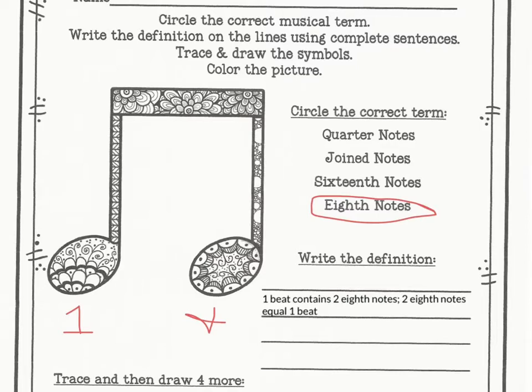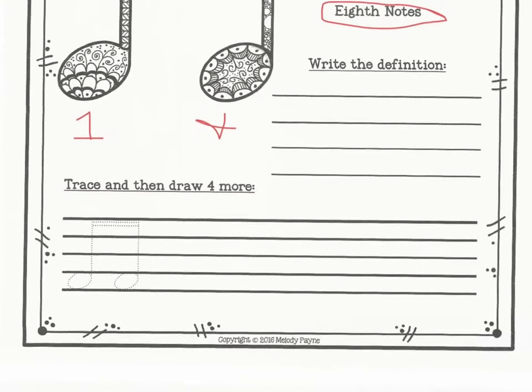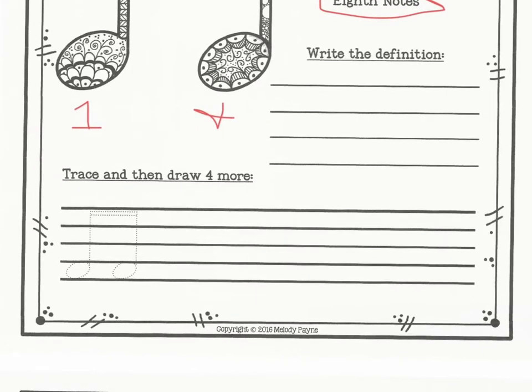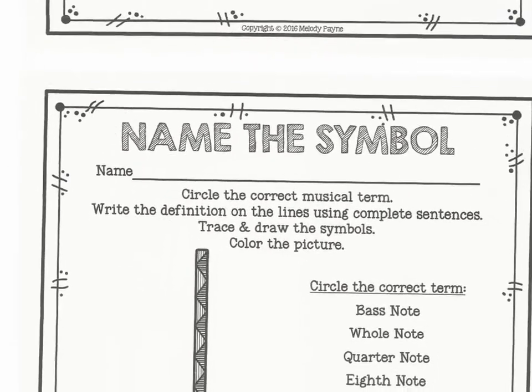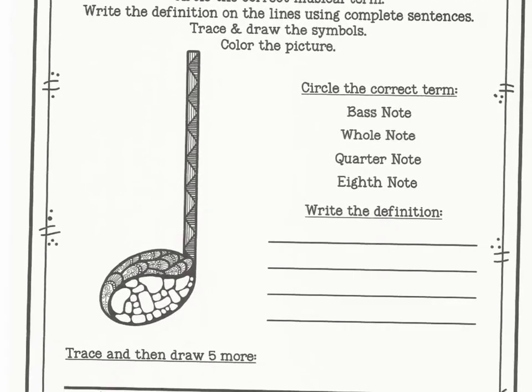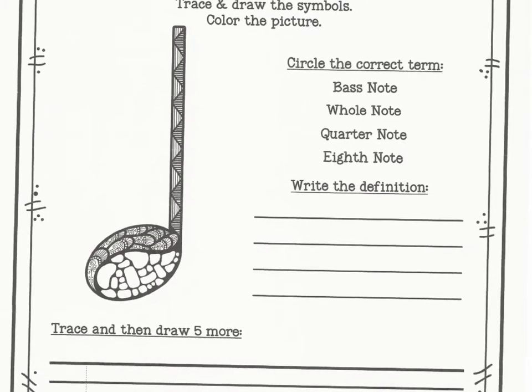So I will let you have some time to copy that down. Again, if I ever move too fast, pause it or stop it, rewind a little bit, that's okay. That's what this is here for. Then from here, you're going to trace it and draw it 4 more times on the staff. And then we're going to move to our next note.